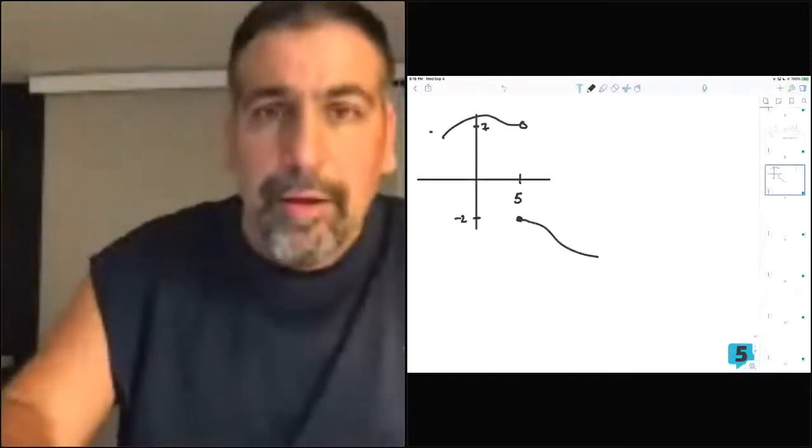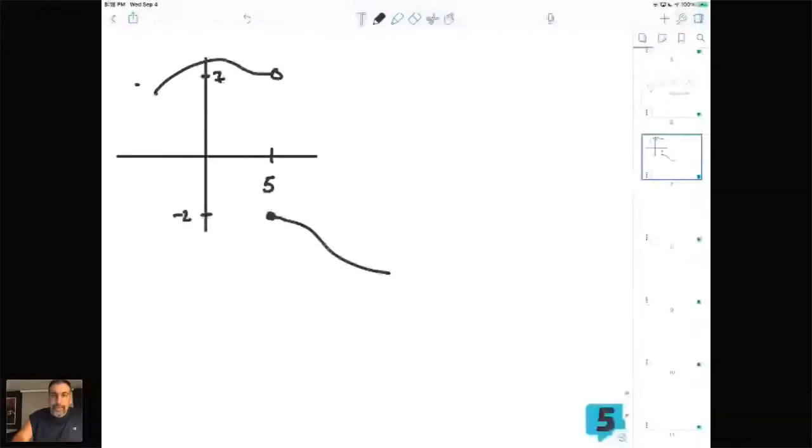Okay? What's going to happen with this is that we've got to think about what is the limit of f of x as x approaches 5 from both sides. So there we have the left-hand limit being written down, and now we have the right-hand limit being written down.